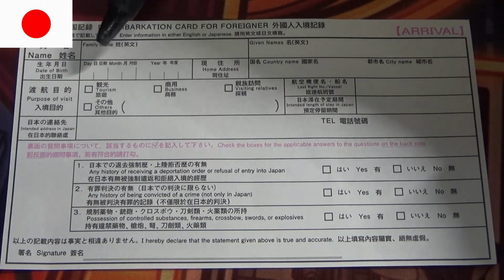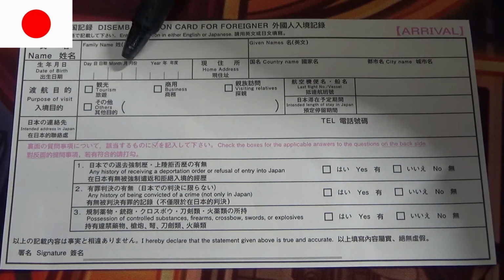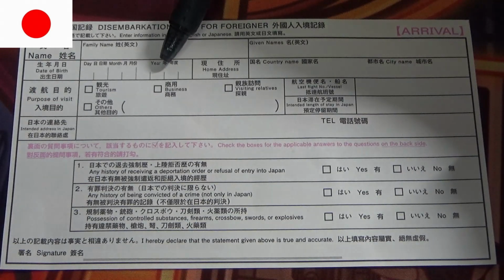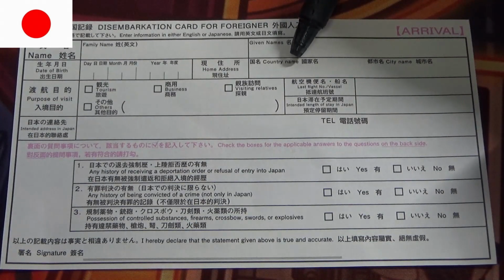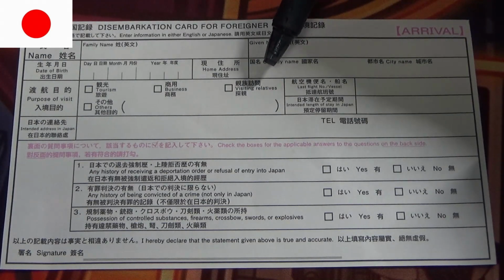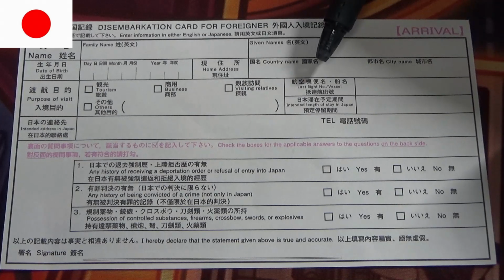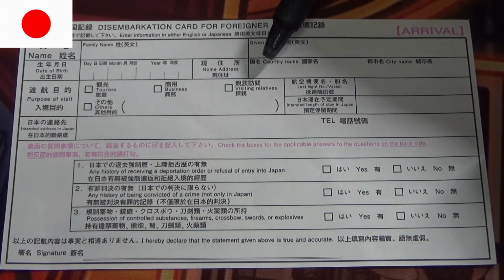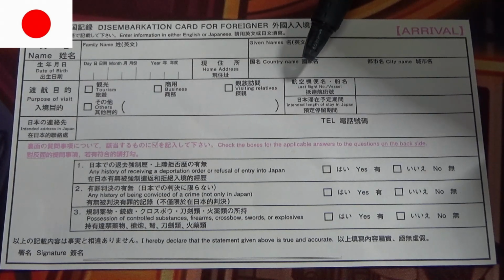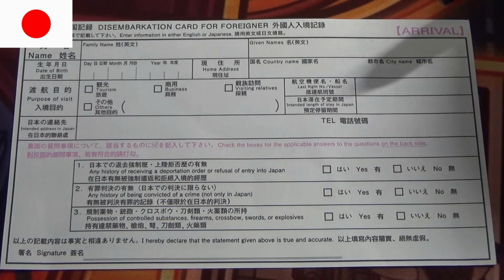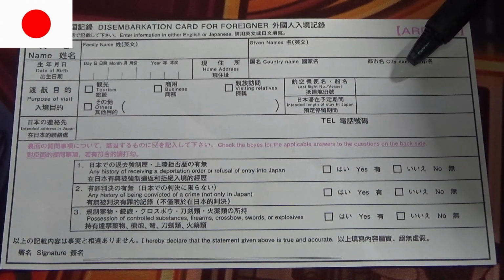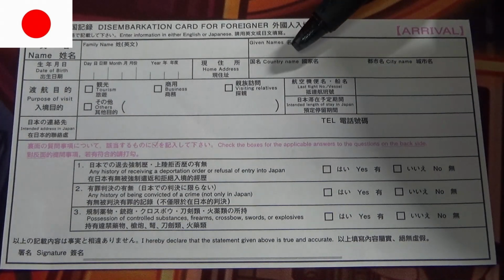Date of birth. Write the day, month, year. Home address, country name. So if you're from the USA, you would write USA or America. If you're from Canada, you would write Canada. That's your home country. In my case, it's Japan. I live in Japan. City name, okay, the city of the country you're from.